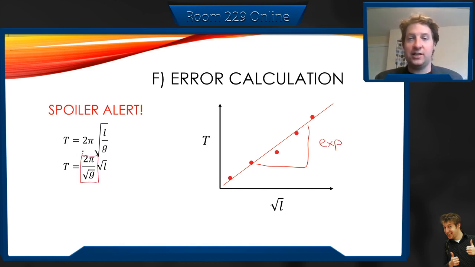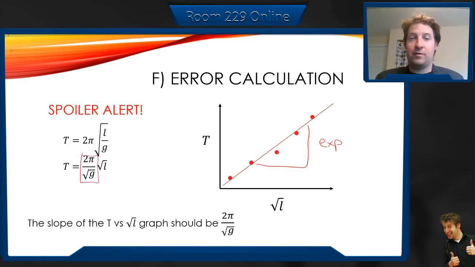2 pi over root g is our theoretical value, and from there we can get an error percentage. Percent error, just like we usually calculate. All right, so that's all that I'm asking you to do for this graph.